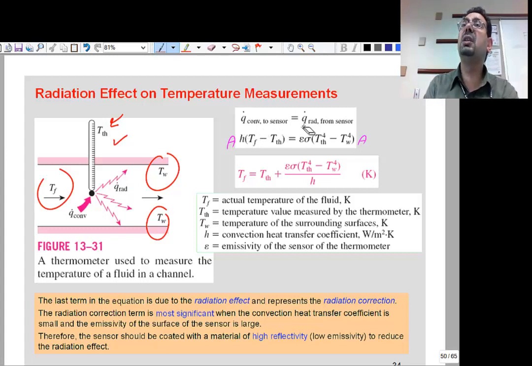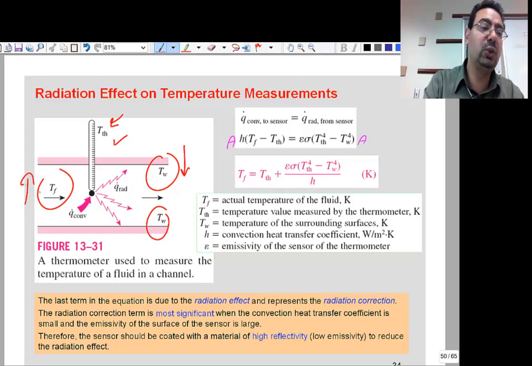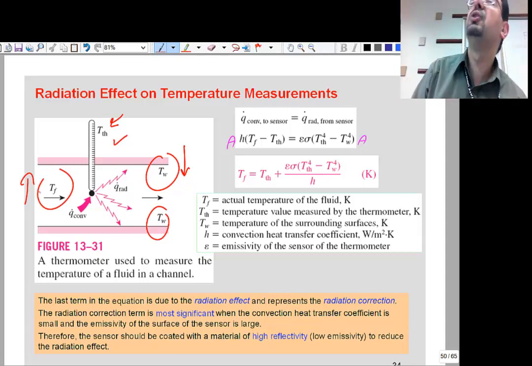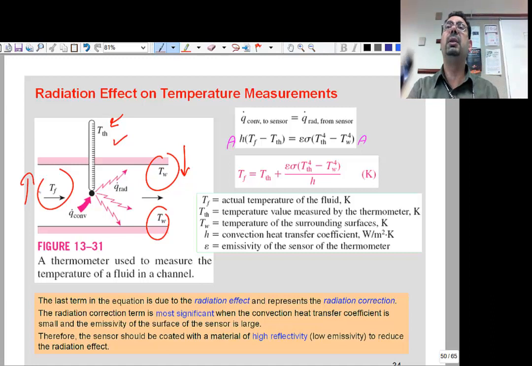Q convection to the sensor is Q radiation from the sensor. This is assuming T wall is actually the lowest one and TF is the highest one. The problem would be reversed if the wall is really hot and the air is really cold. Then you will be getting radiation from the wall, losing convection to the air. But at the end of the day, of the two mechanisms, the highest will give to you and the lowest will take from you.